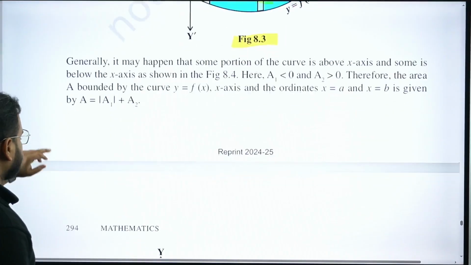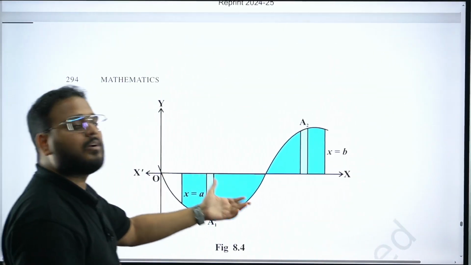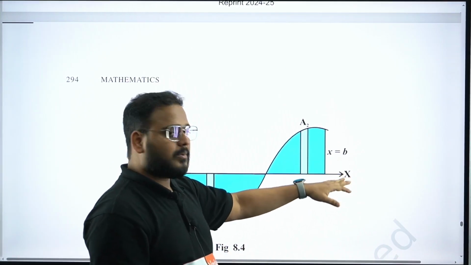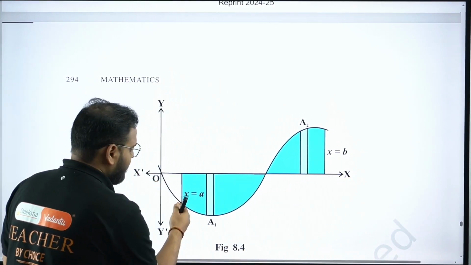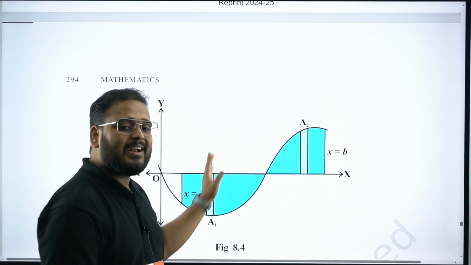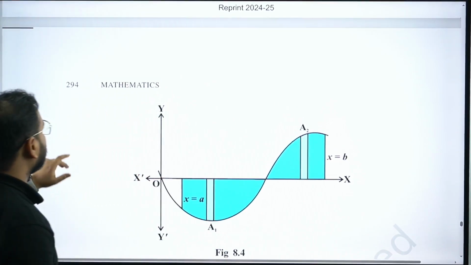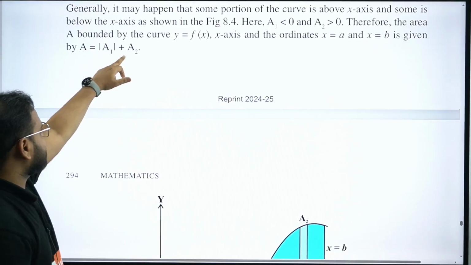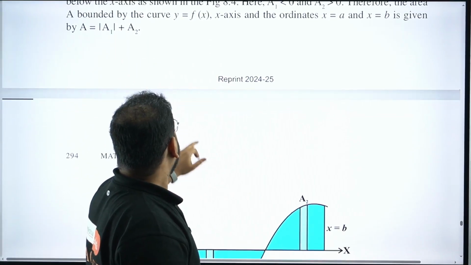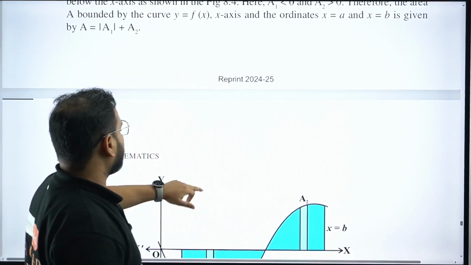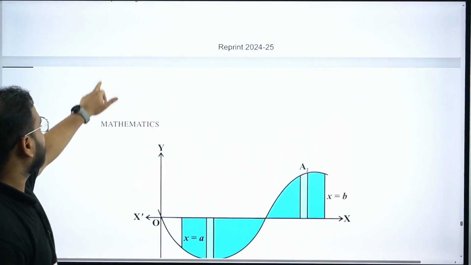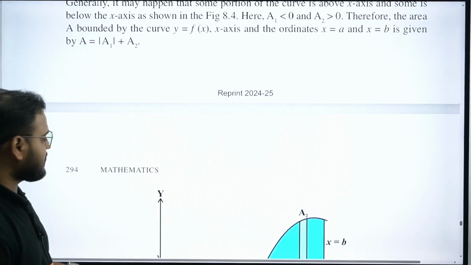Next, check this out. This area is positive, not a problem, so you will integrate this from 0 to b. But for this part, from here to here, what you have to do is integrate and apply modulus to it. That's why they are saying over here, A1 is positive with the modulus and A2 is already positive, so no problem there. But A1 is negative, so that's why they have applied modulus here. I hope this is clear.